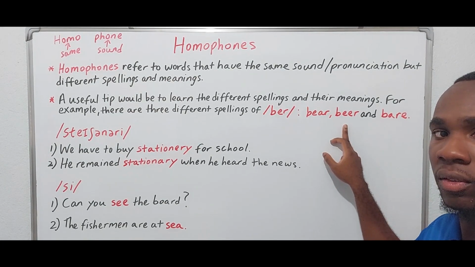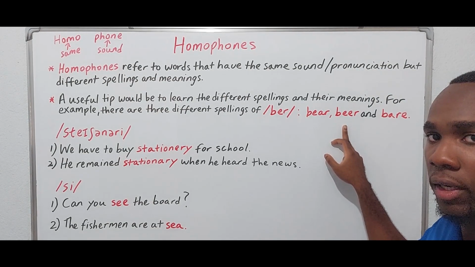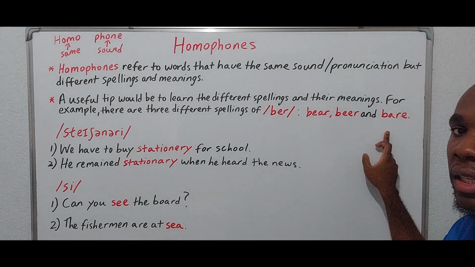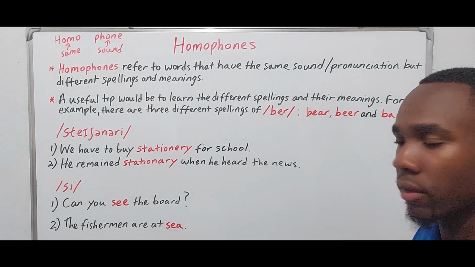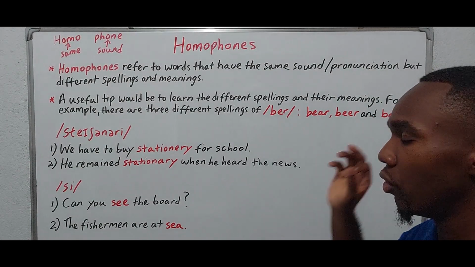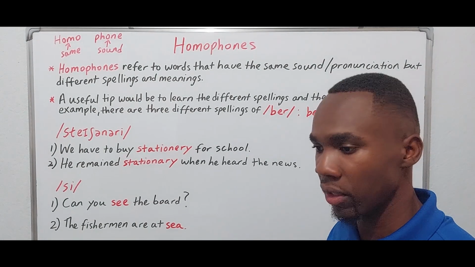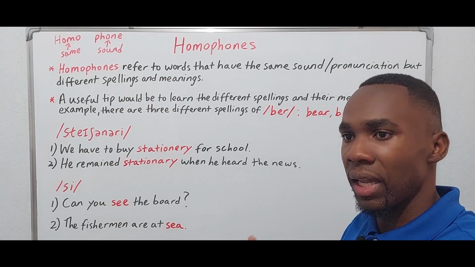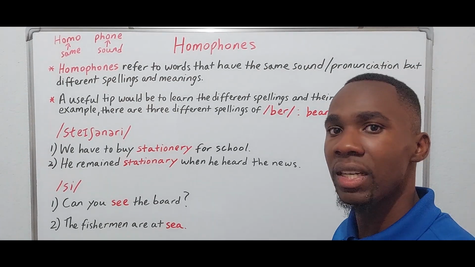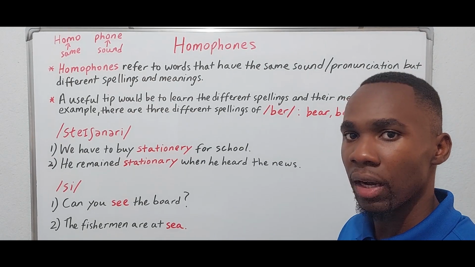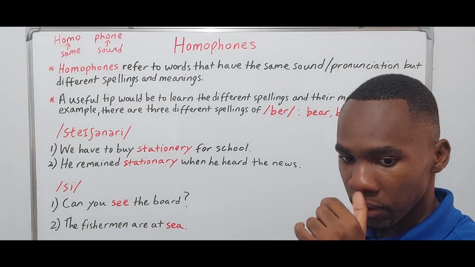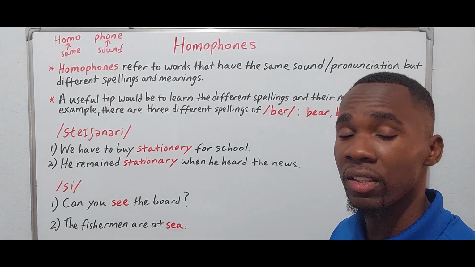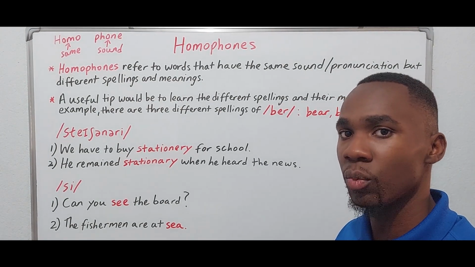B-E-E-R, this would refer to the alcoholic beverage, right? And B-A-R-E would refer to something that's uncovered, right? So those are the 3 spellings of bear. Once you learn the spelling and the associated meaning, it will be clear. And let's say you come across that in dictation or you're writing, you would know well which spelling would apply.